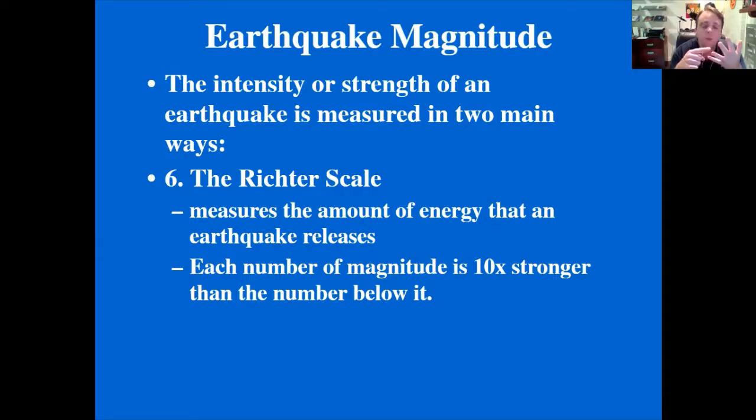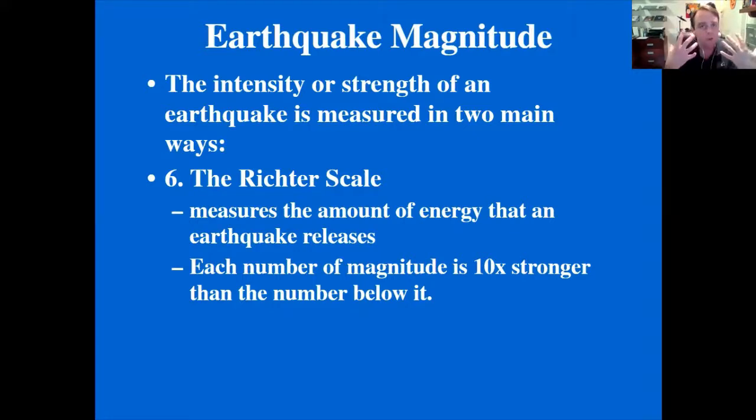From a magnitude 2 to a magnitude 3 is 10 times stronger. But that means from magnitude 1 to 3 is 100 times. From 1, 2, 3 to 4, that's 1,000 times. 5, 10,000 times, and so on and so forth. So when you get up into those high numbers, 5, 6, 7s, 8s, you're talking about a lot of energy.